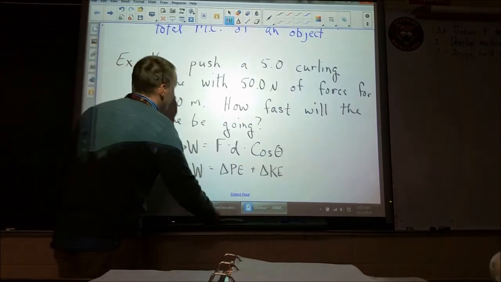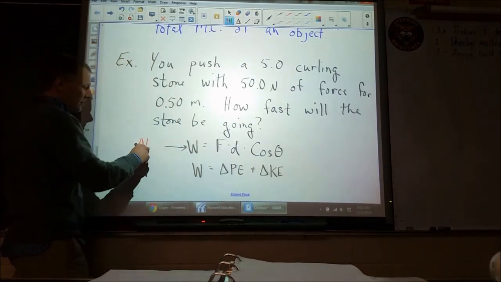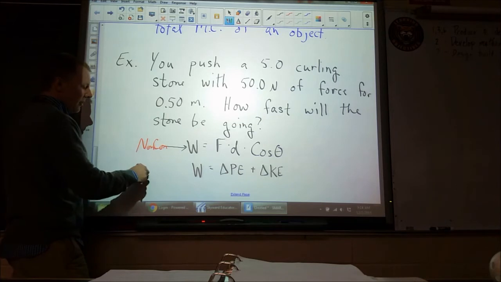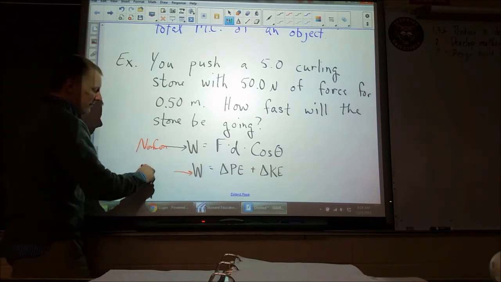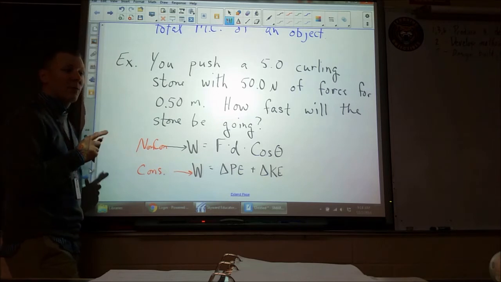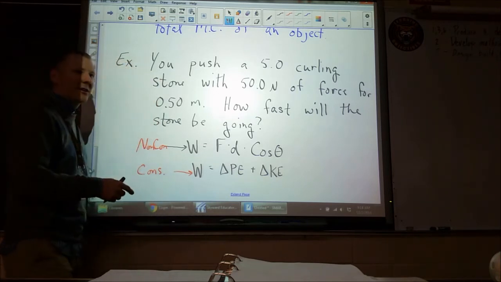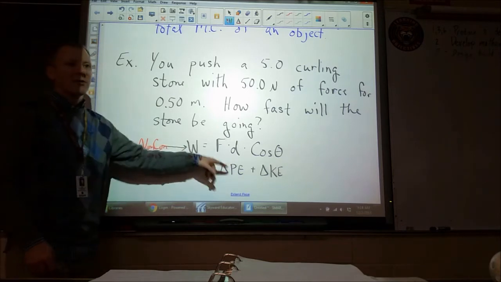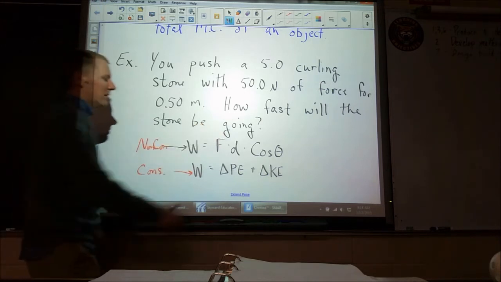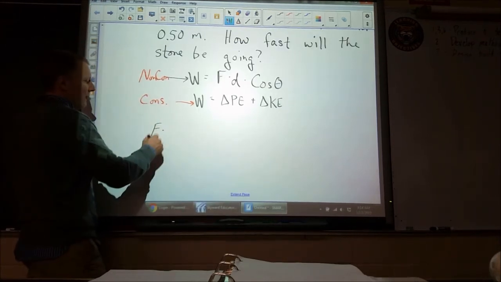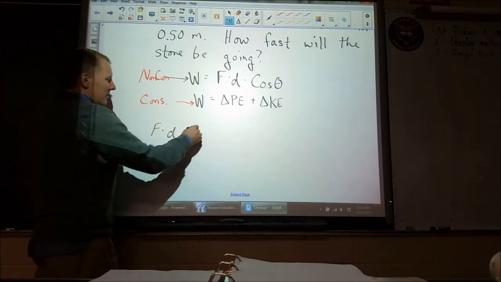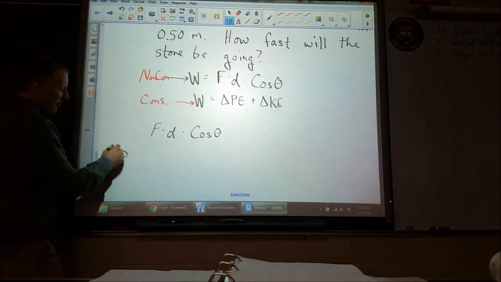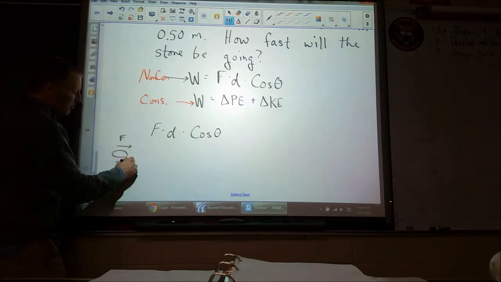This represents the non-conservative forces. Say non-con. This represents the conservative forces. But in this situation, if I'm adding energy to it, these two amounts have to be equal. The change in the mechanical energy must be equal to the amount that I put in. So I can write that as the force times the distance through which I applied it, times the cosine of the angle between them, and in a curling stone, my force is that way, my displacement is that way.